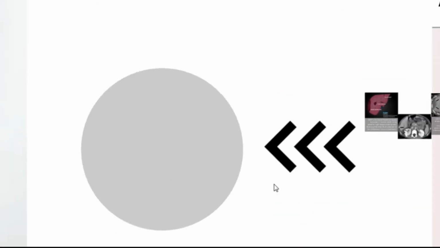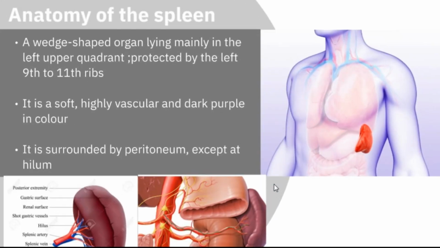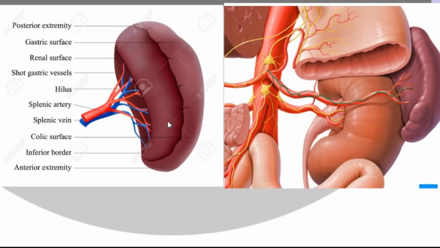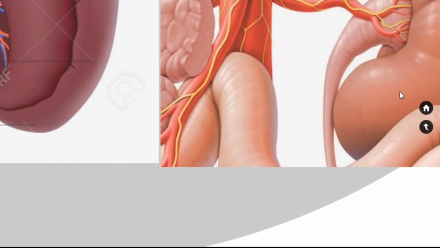Now, about the spleen. Before that, as a review, we can go over the spleen anatomy. Of course, the location lies in the left hypochondrium region. It's closely related to the 9th, 10th and 11th ribs, and it's surrounded by the peritoneum, or say an intraperitoneal organ, except at the hilum. We can see that it has two surfaces: the diaphragmatic surface and the visceral surface, where it contacts the left kidney, the stomach, the tail of the pancreas, and so on.